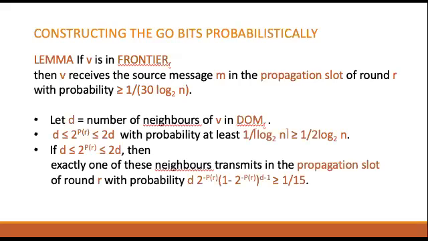The probability that a specific neighbor of v in the dominating set transmits in the propagation slot is 1 over 2 to the p. The probability that none of the other d-1 neighbors of v in the dominating set transmits in the propagation slot is 1 minus this amount to the power d-1. So the probability that exactly one of v's d neighbors in the dominating set transmits in the propagation slot is d times this amount. If p lies between d and 2d, then the probability that exactly one of these neighbors transmits in the propagation slot is at least 1 over 15. Hence, the probability that both these events occur is the product of these two probabilities, which is 1 over 30 log n.